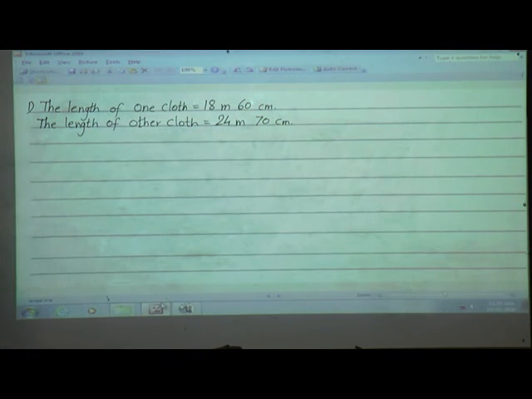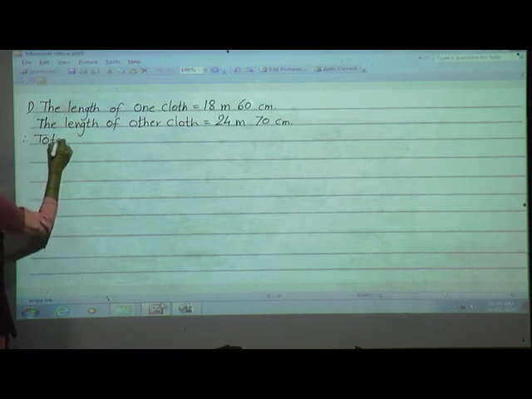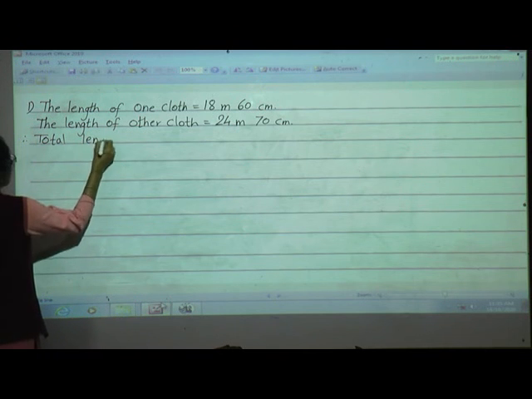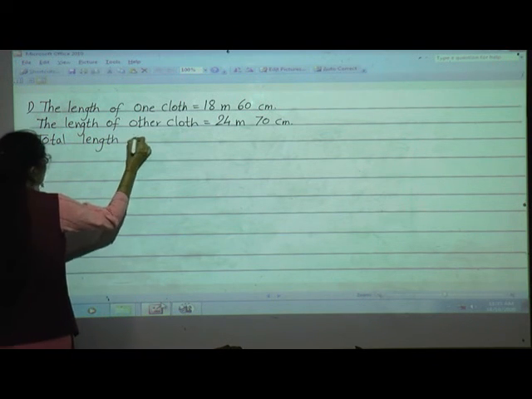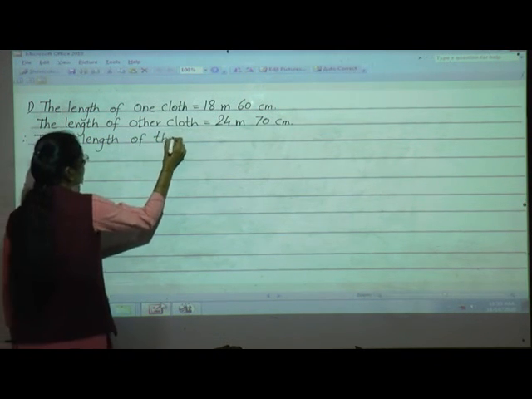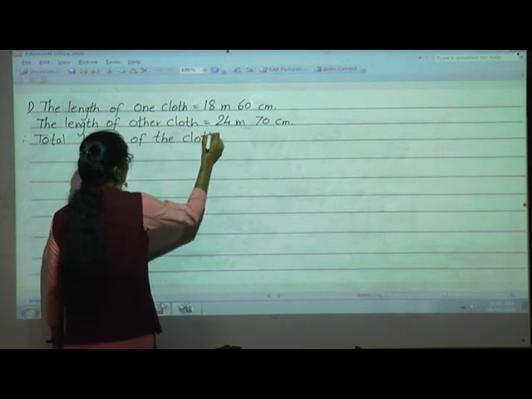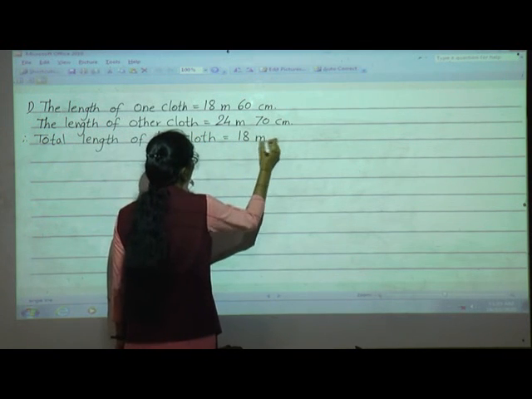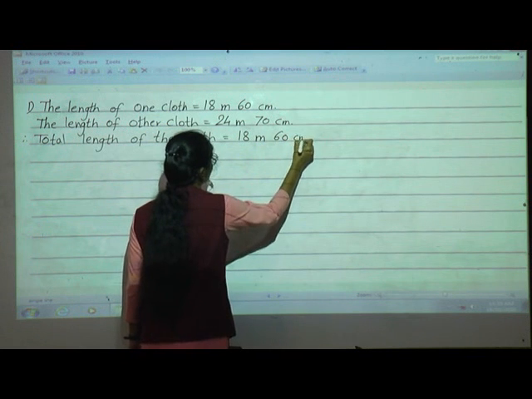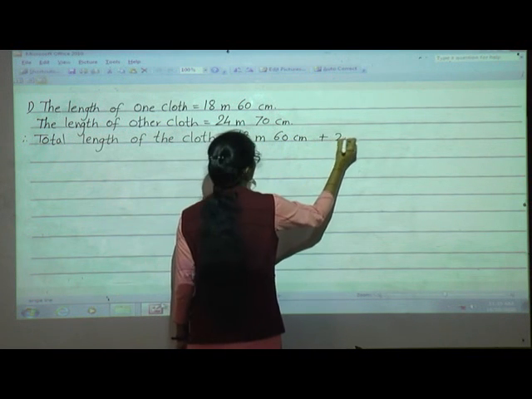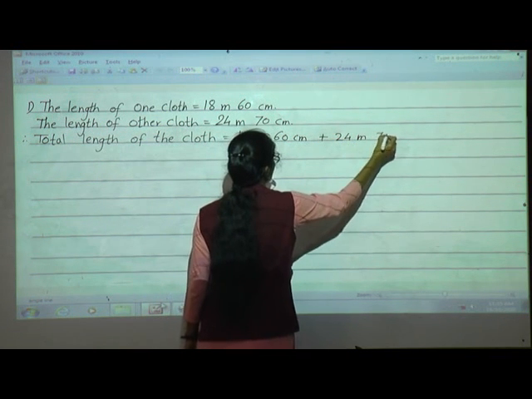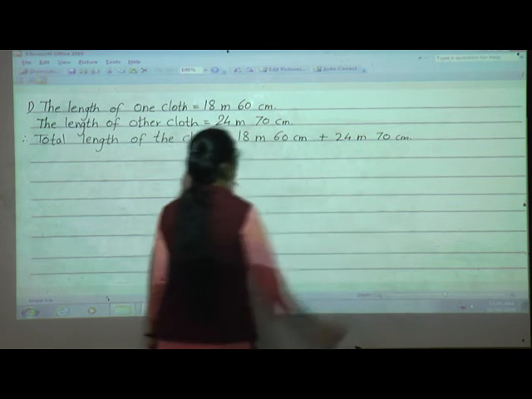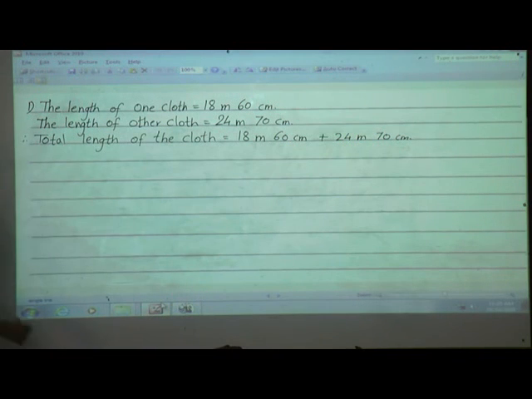Now we have to find out the total length of the cloth. So here we'll write, total length of the cloth is equal to what? We have to do addition. 18 meter 60 centimeter plus 24 meter 70 centimeter. Okay, now we'll do the addition.